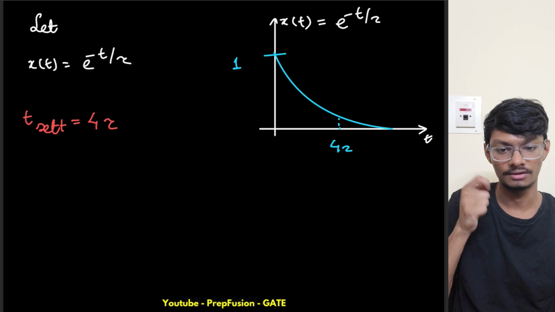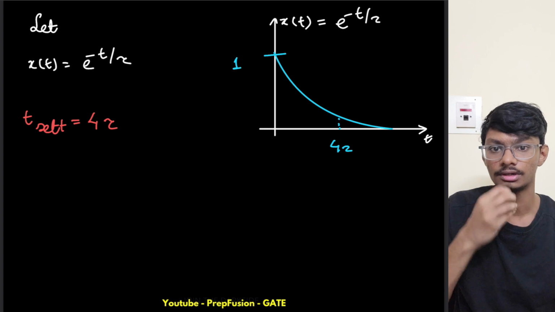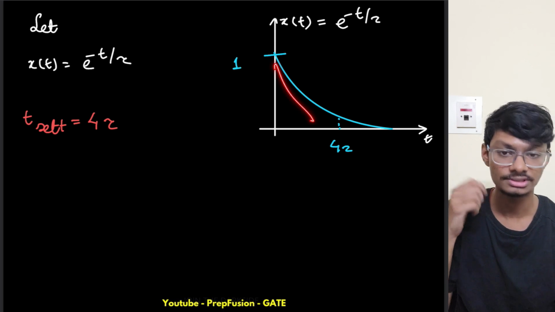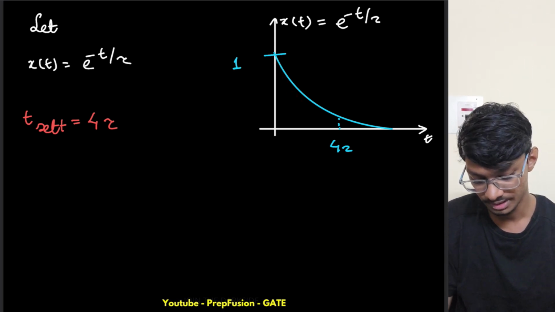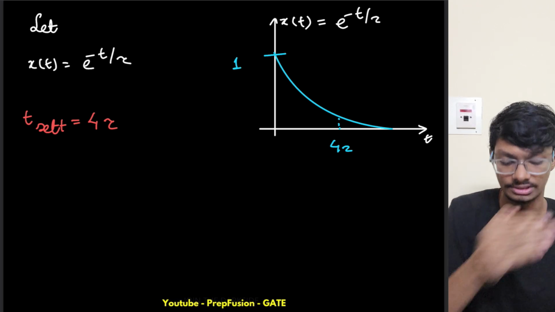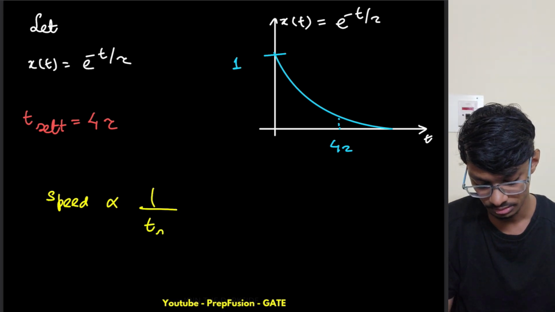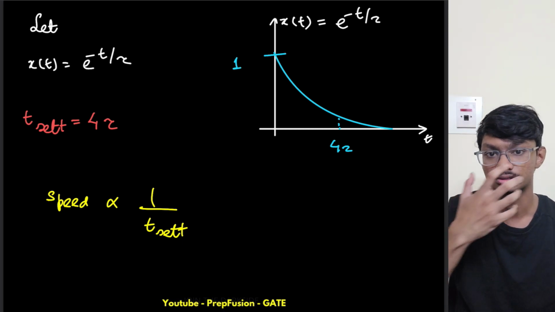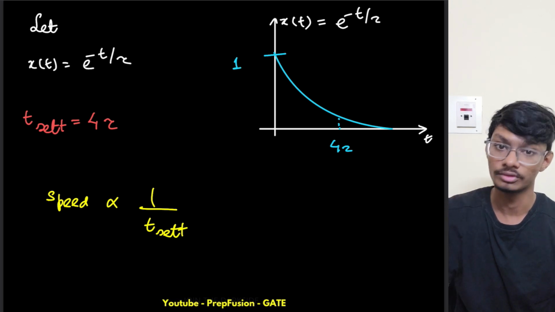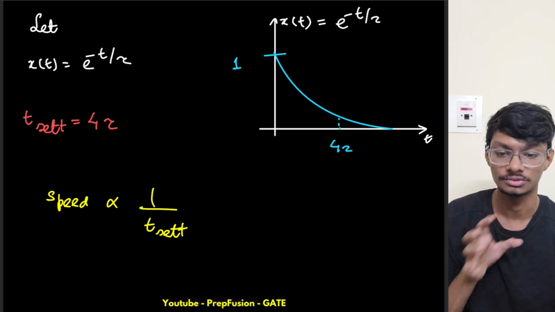Now the faster it reaches a steady state, the higher the speed, because it reaches steady state at a faster rate. If the t settling is high, the speed will be lower, it will take more time to reach a steady state. So speed is inversely proportional to t settling. If the settling time is lower, it takes less time to reach steady state, so the speed will be very high. That's why it is inversely proportional to t settling.